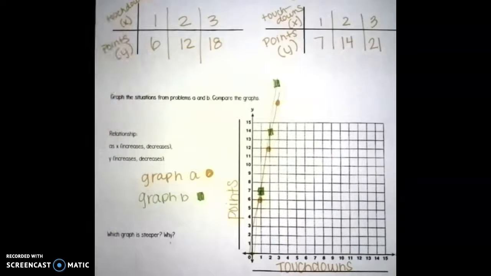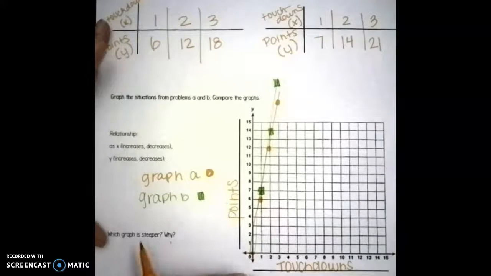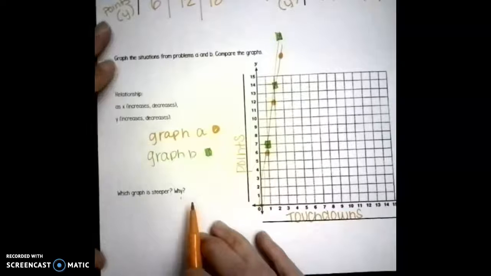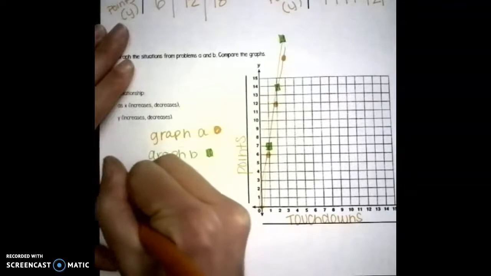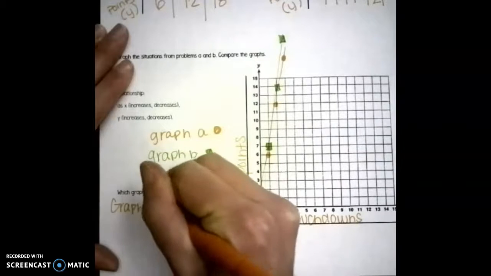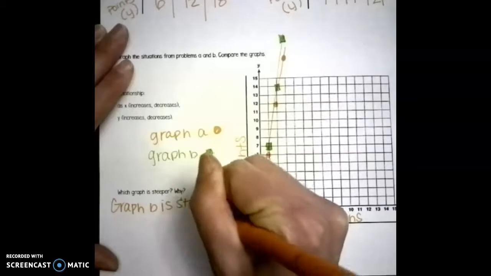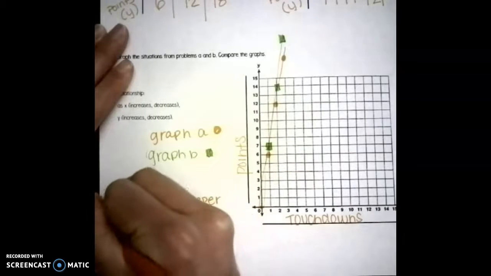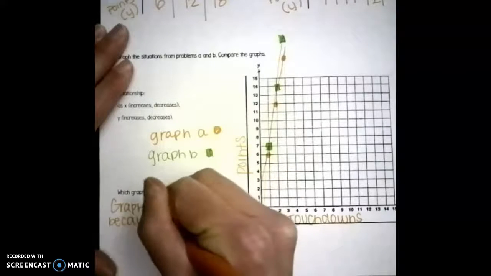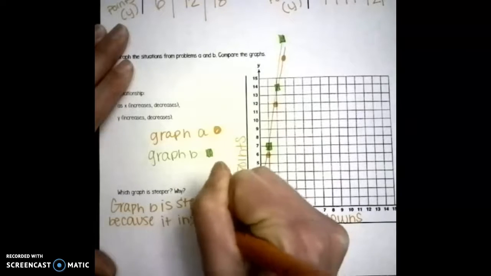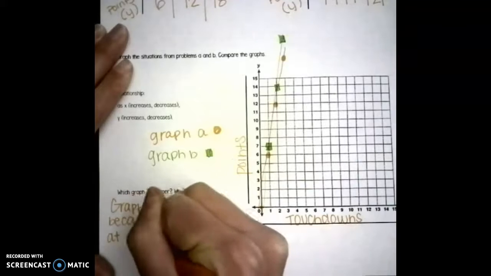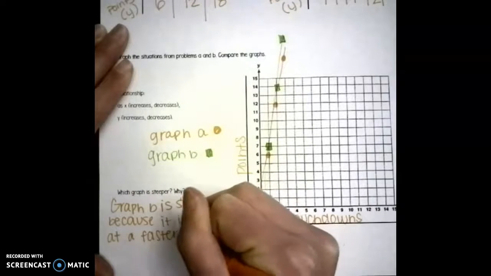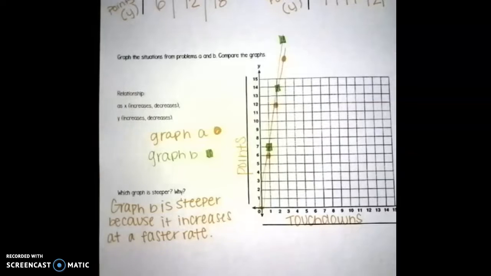There we go. Okay, so which graph is steeper and why? So guys, if we want to know which graph is steeper, it means which one grows faster. We know that graph B grows faster. So graph B is steeper because it increases at a faster rate. And we know that these relationships are proportional because they go through our 0, 0 axis.